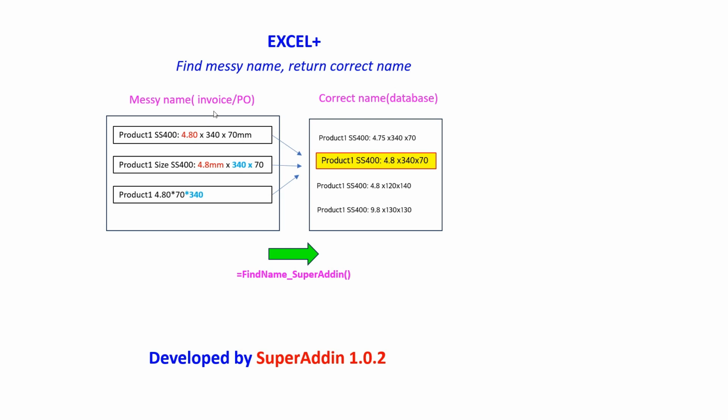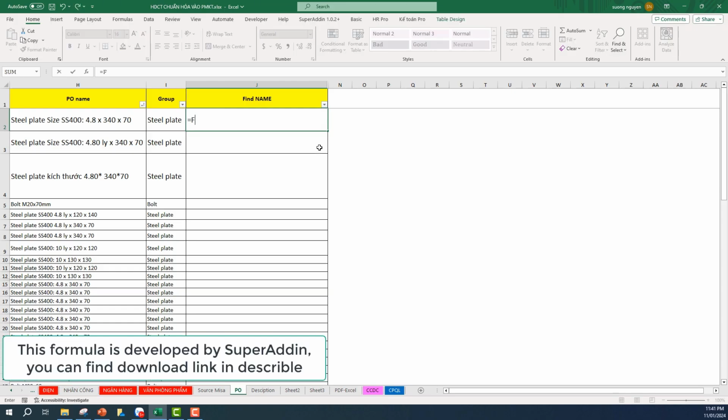Find messy name and return correct name. Same product but has 3 different names in the invoices. We need to find its exact name in the database. Use the find name formula.